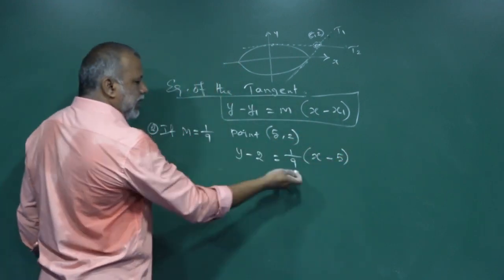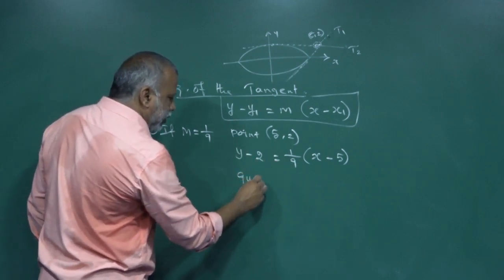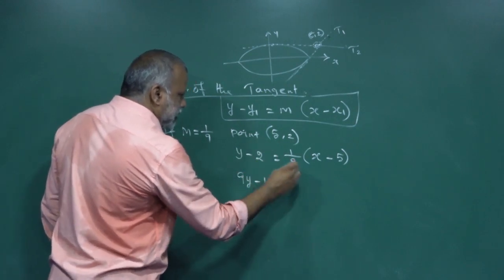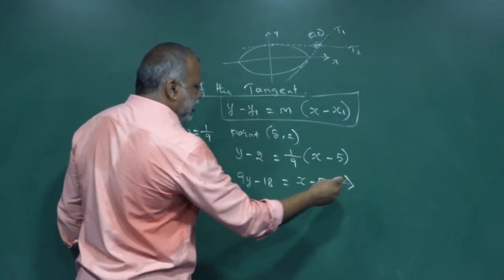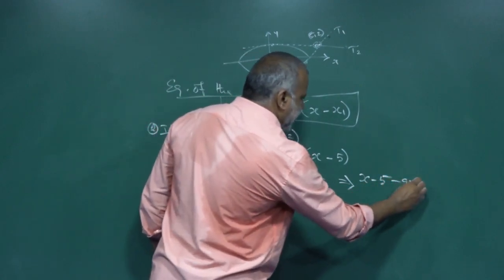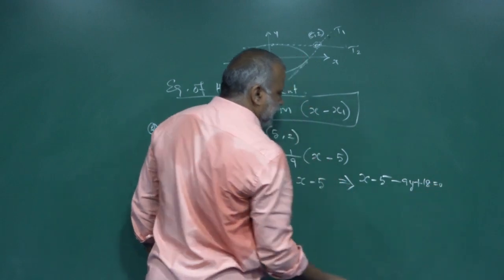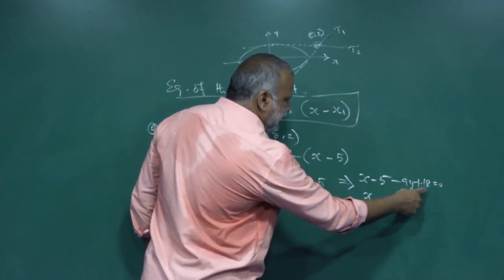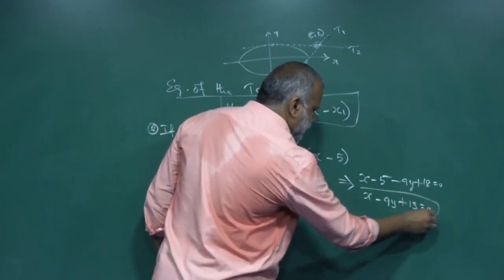Now 9 will be cross multiplied. 9 multiplied with y, we get 9y. 9 multiplied with 2, 9 twos are 18, equal to 1 times x minus 5. Again converting to the same side, x minus 5, then minus 9y, minus of minus, plus 18 equal to 0. Now x minus 9y, 5 and 18 will be simplified, we get 13 equal to 0.